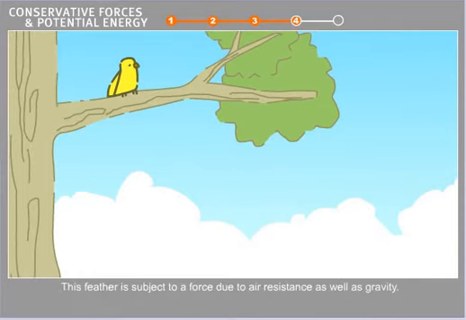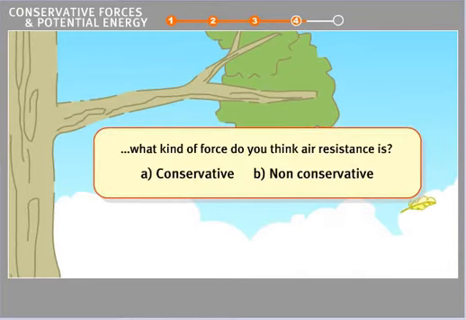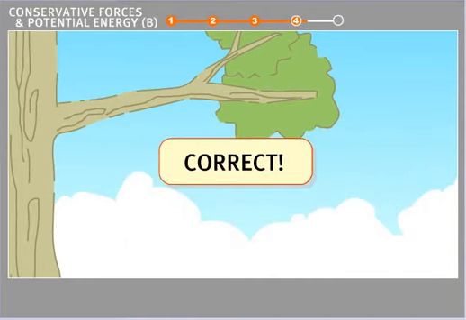This feather is subject to a force due to air resistance as well as gravity. Given the definition of a conservative force and how air resistance is affecting the motion of the feather, what kind of force do you think air resistance is? Correct.